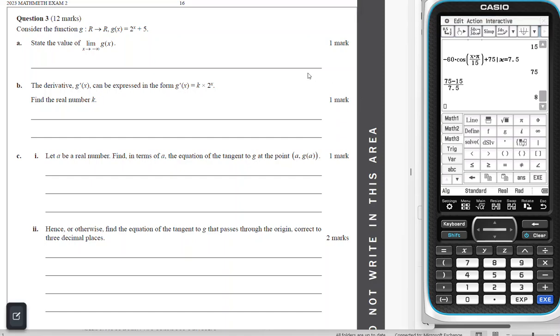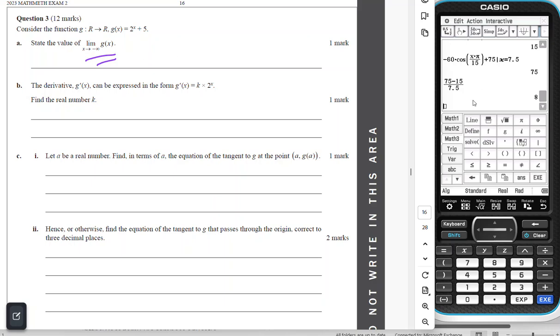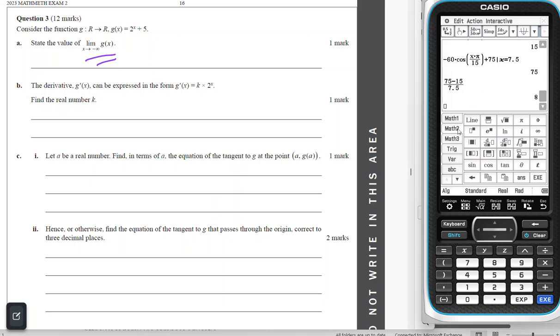Okay, question number 3. I can use the calculator and see what that gives me because I'm looking for the limit as x approaches negative infinity of 2 to the power of x plus 5, and get rid of that plus 5 over there. And that tells me it equals 5.